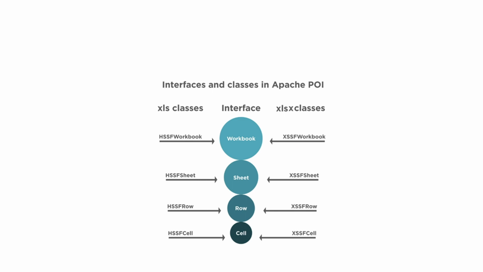Interfaces and classes in Apache POI. Interfaces are Workbook, Sheet, Row, and Cell. If you are using MS 2003 or a lesser version, then the left-hand side classes like HSSFWorkbook, HSSFSheet, HSSFRow and HSSFCell will be used. And if my MS version is 2007 and above, the right-hand side classes will be used: XSSFWorkbook, XSSFSheet, XSSFRow and XSSFCell.